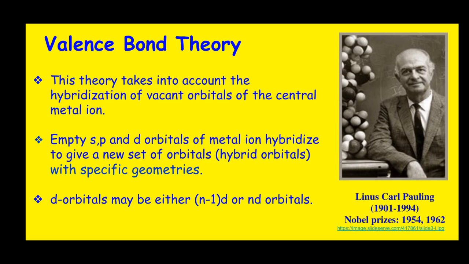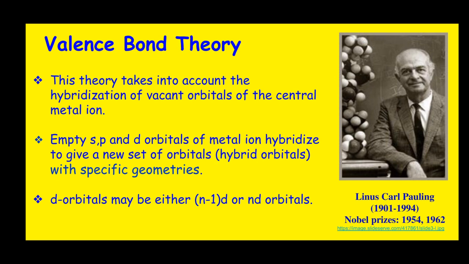Valence bond theory was given by Linus Carl Pauling. In a coordination compound, there is a central metal ion and surrounding ligands. This theory takes into account the hybridization of vacant orbitals of central metal ion. Central metal ions, usually the transition metal ions, have s, p and d orbitals. D orbitals are usually partially filled in case of transition metal ions.